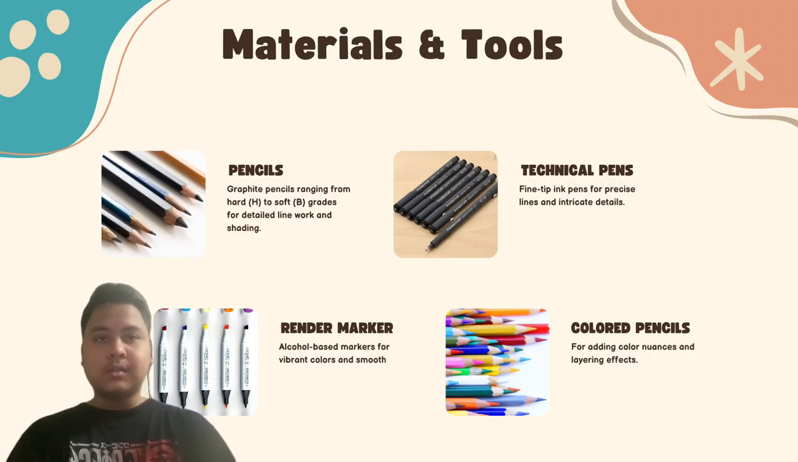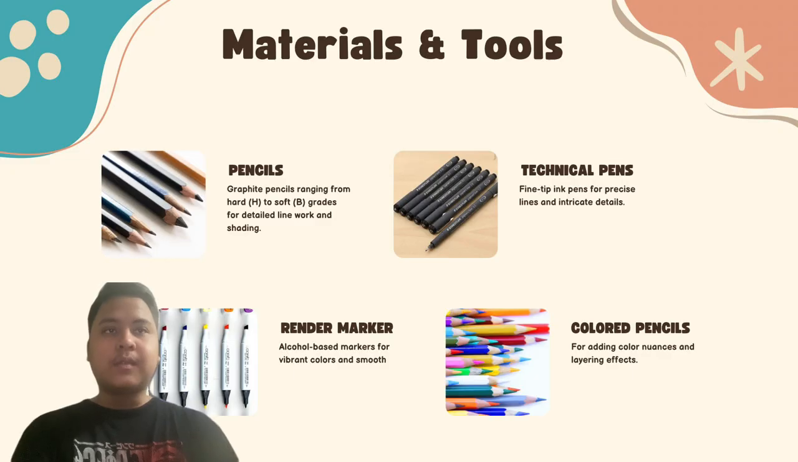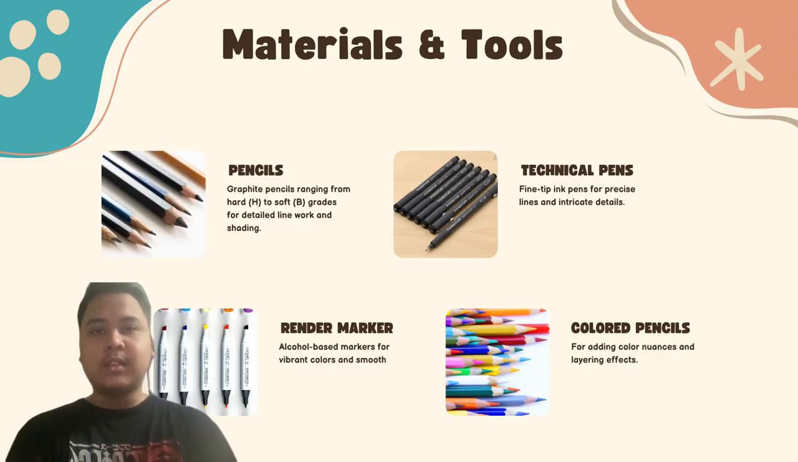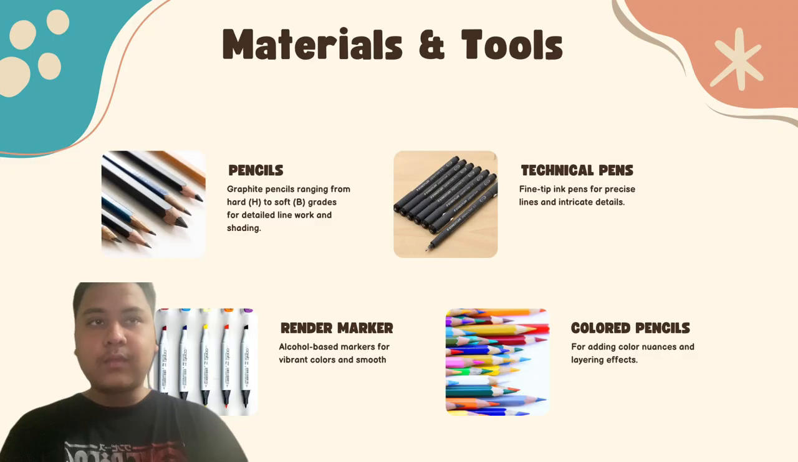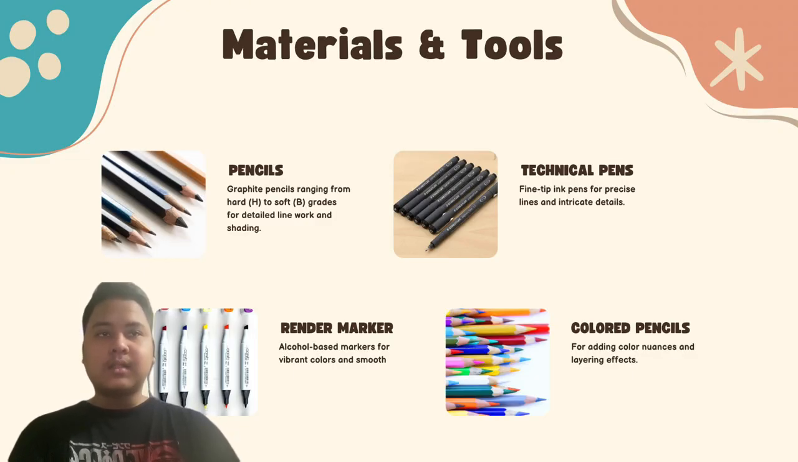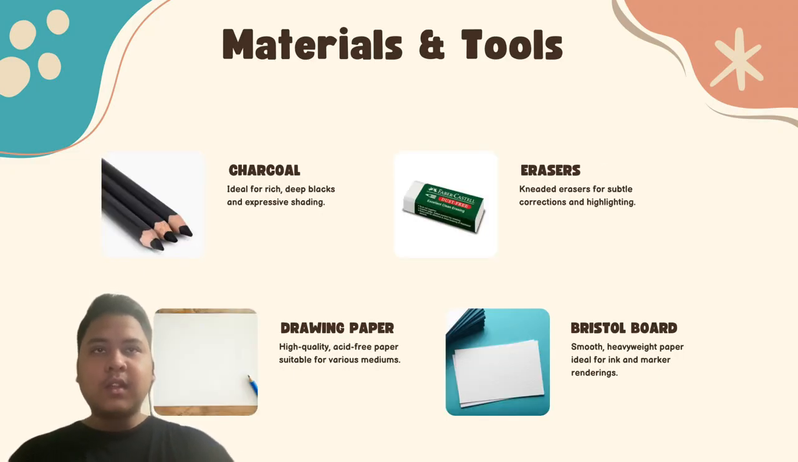Number 1, we have pencils. Graphite pencils ranging from hard H to soft B grades for detailed line work and shading. Number 2, we have technical pens. Fine tip ink pens for precise lines and intricate details. Number 3, we have markers. Alcohol-based markers for vibrant colors and smooth blending. And number 4, we have colored pencils for adding color nuance and layering effects. And for number 5, we have charcoal, ideal for rich, deep blacks and expressive shading.